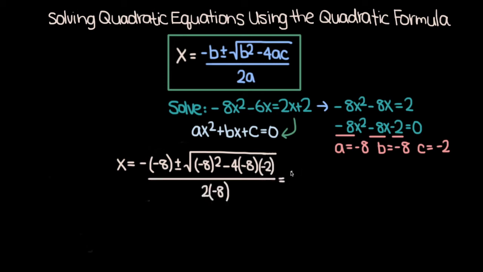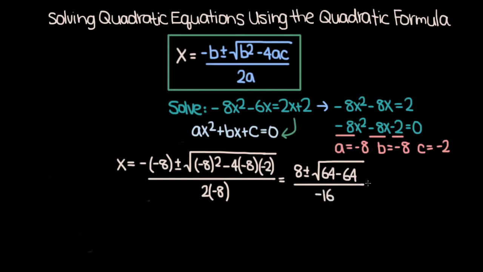Now if we start simplifying this, negative of negative 8 is just 8 plus or minus the square root of negative 8 squared, which is 64, minus 4 times negative 8, which is negative 32, times negative 2, which is also 64, divided by 2 times negative 8, which is negative 16.